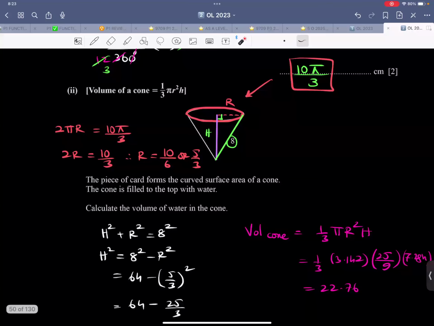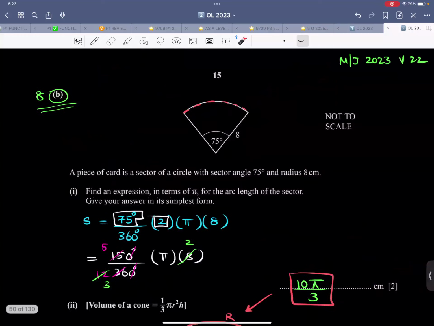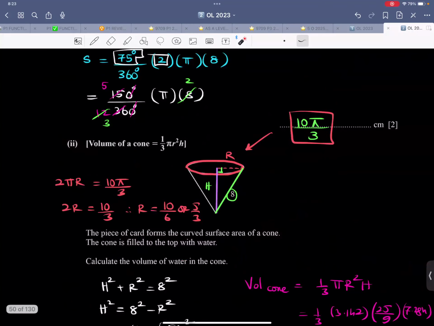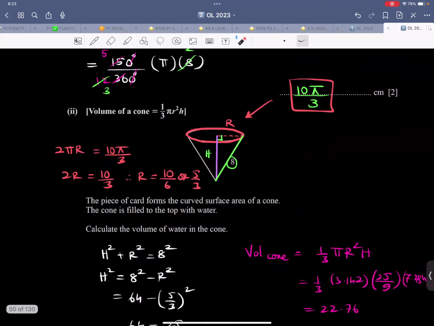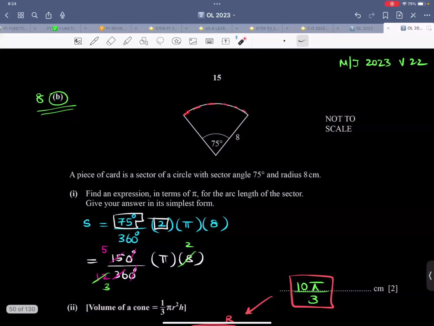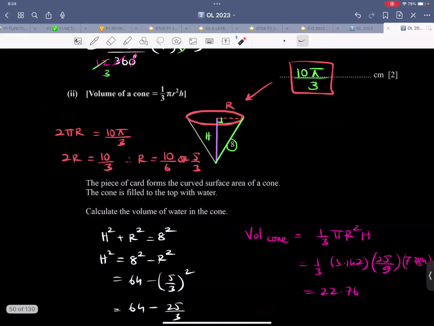And then it says volume of the cone. The formula is given right over here. The volume of the cone is coming up later. Over here, that's the question. The piece of card forms the curved surface area of a cone. So now it's wrapped around and that forms the surface area of the cone. The cone is filled to the top with water. Basically, we take a piece of paper, wrap it around, and it forms a hollow cone. Calculate the volume of water in the cone.